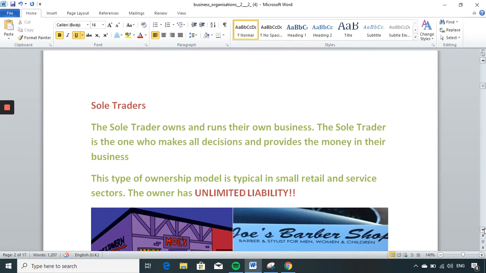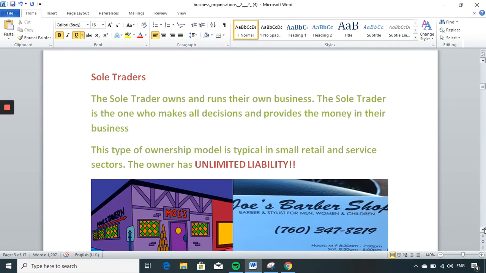Now, a sole trader is someone who owns and runs their own business. They make all the decisions and they provide all capital, all money in the business. The key thing to remember about sole traders is that they have unlimited liability. So unlimited liability means that they're going to be personally liable for all business debts if the business becomes bankrupt. So their savings might be used, their possessions might be repossessed in order to pay off the debts of the business.